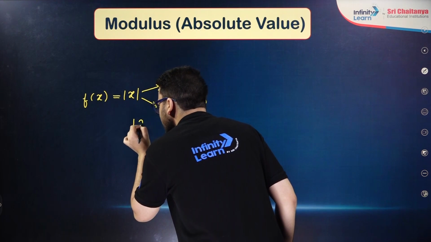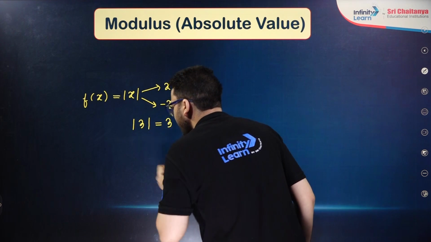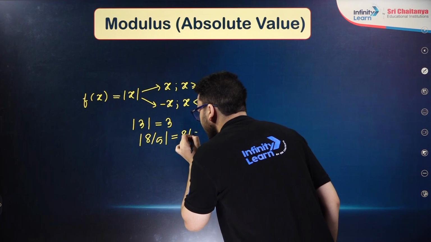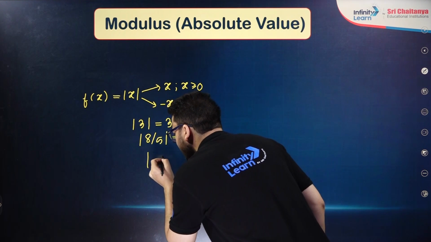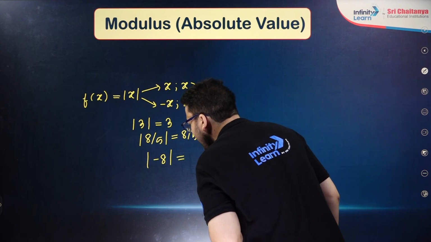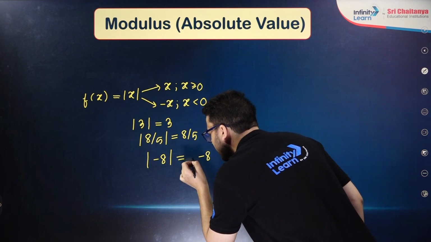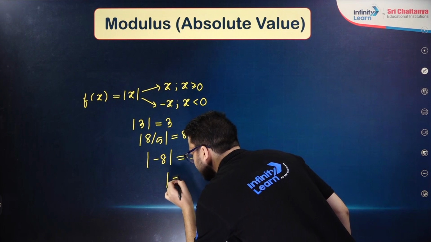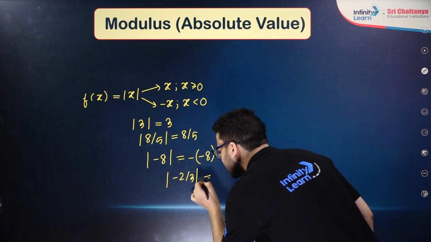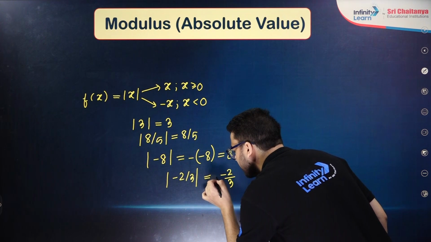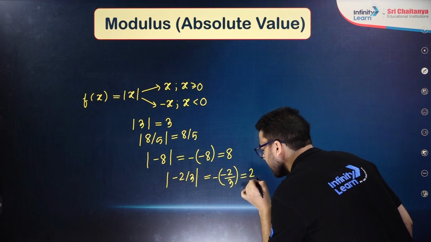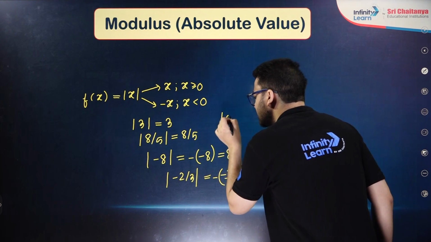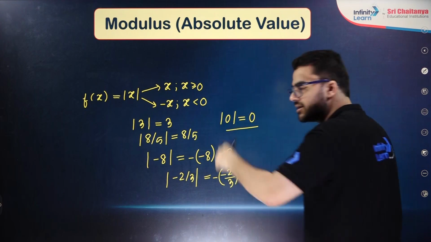If you want to find modulus of a positive number, it's the same number, right? And if you want to find modulus of a negative number, you have to put an extra negative sign. You see, the number is minus 8, you have to put an extra negative sign. So that will also be 8. If you want to find modulus of a negative number, that is the same number, and you have to put an extra negative sign. So that is 2 by 3 as well. I hope that is clear. And modulus of 0 is equal to 0 itself. There is no confusion in this thing, right?